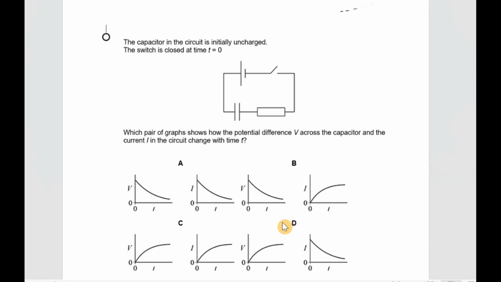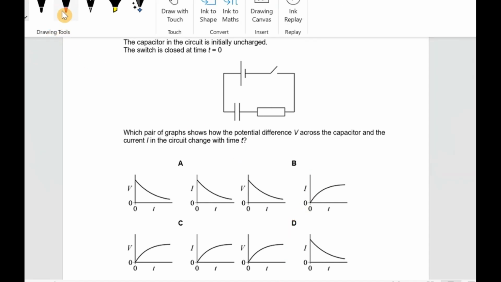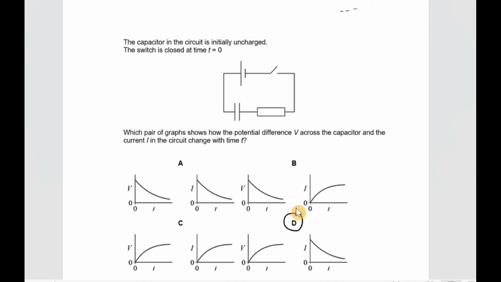If you got the answer D, well done. If you'd like to hear my explanation of how I found the answer, please continue watching.